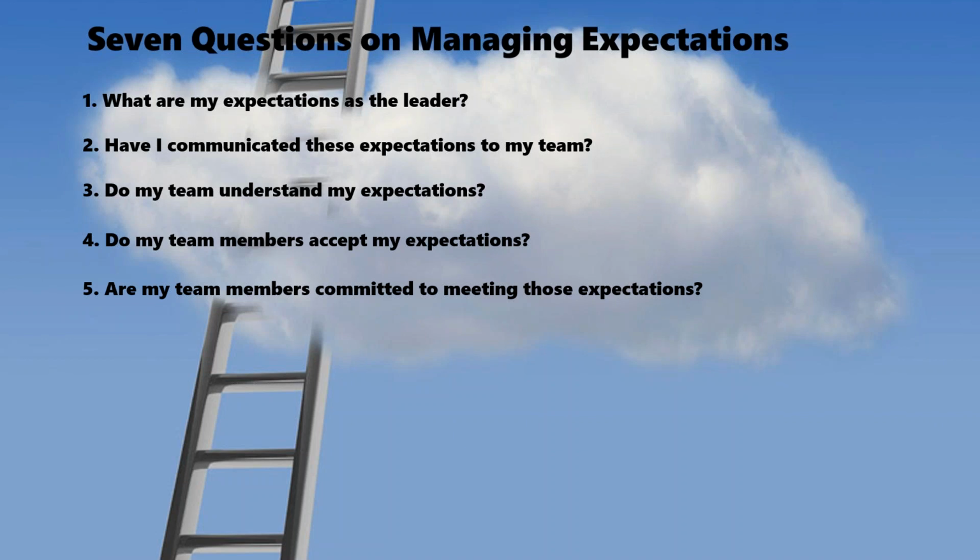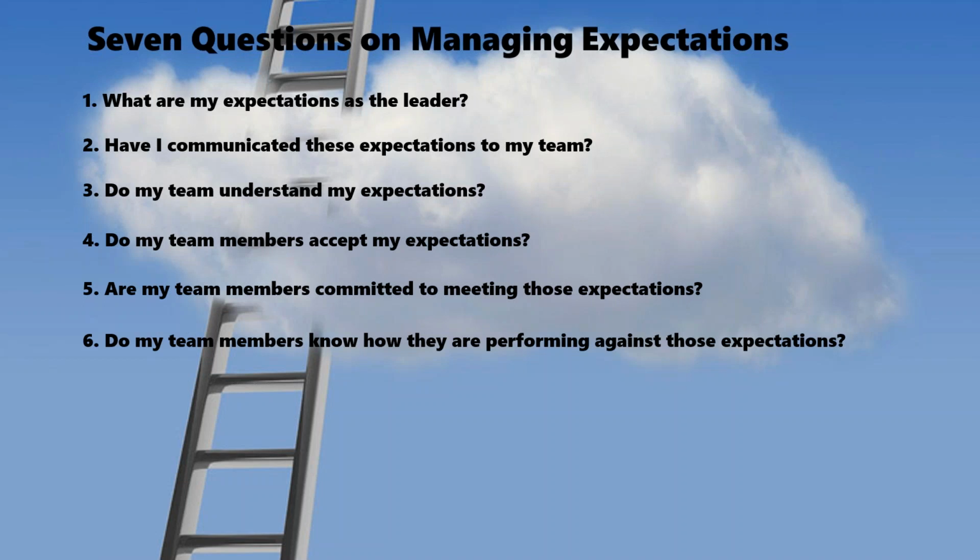Now, let's assume that you've communicated your expectations, that people actually understand them, they've accepted them, and they've also committed to them. Surely that's the end of it. But no, there are two other questions you need to consider. One of those questions is, do your team members know how they're performing against those expectations? In other words, if you're not giving clear, timely, relevant feedback, then people aren't really clear about whether they're meeting your expectations or not. So feedback is critically important.